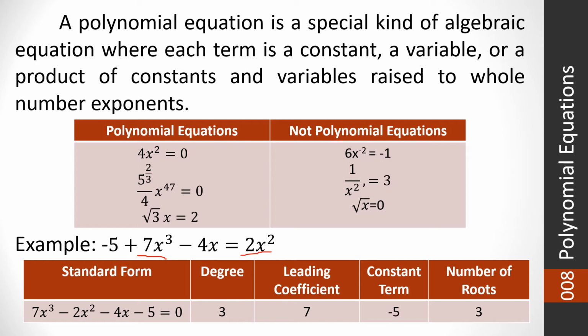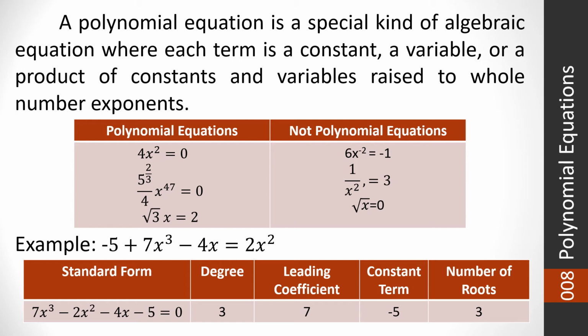So, apply APE. So, additive inverse ng 2x squared, that is negative 2x squared. Okay? So, minus 2x squared. Then, minus 4x minus 5. Okay? Equals 0. So, that is our standard form. Tandaan, kailangan naka-arrange from highest to lowest exponent yung variables natin. And, syempre, nasa dulo yung constant natin. Okay? Para maging standard form siya.